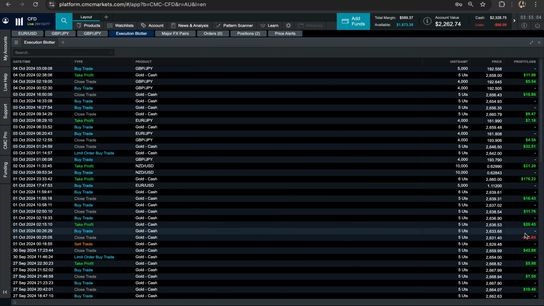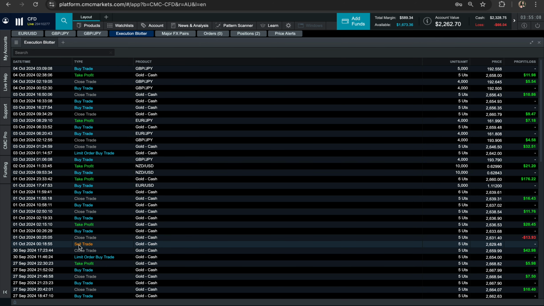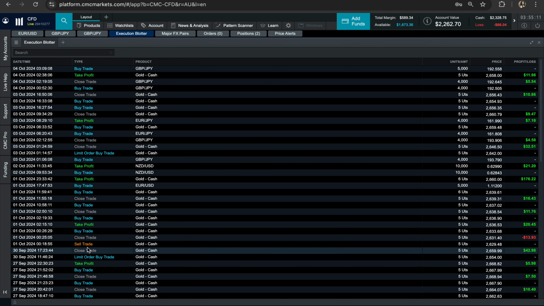This is a negative one because if you look at this one, I accidentally clicked the sell button and I had to quickly get out of the trade. And let me show you the open position.